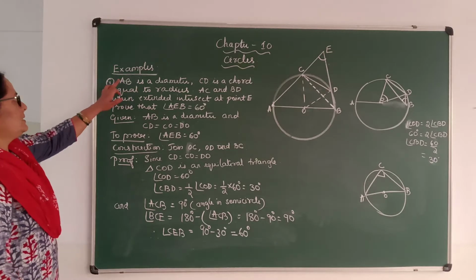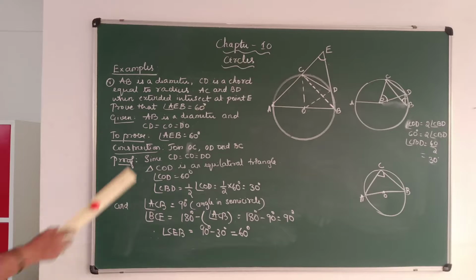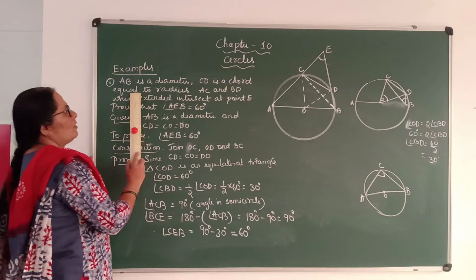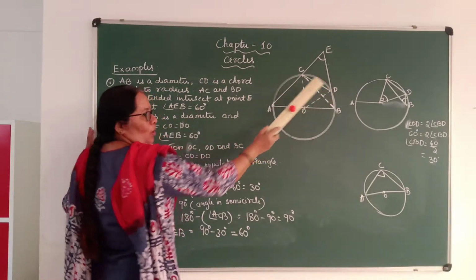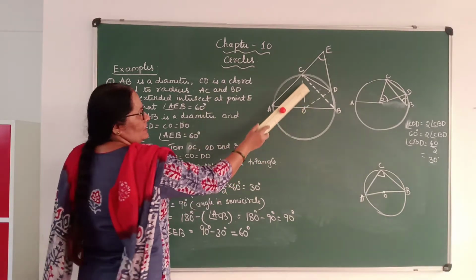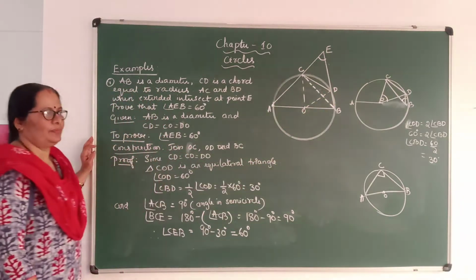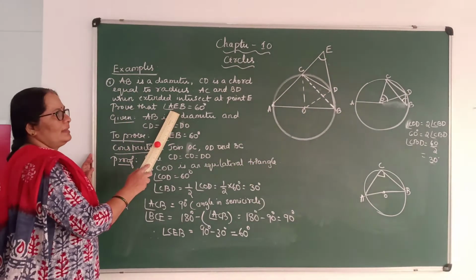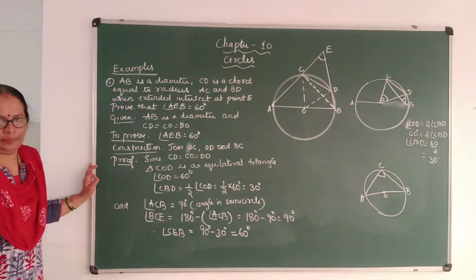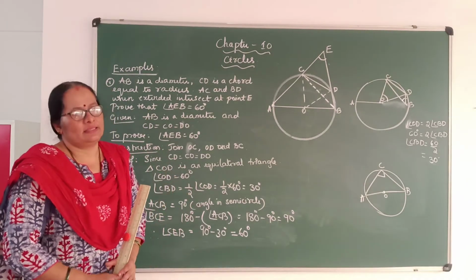As example 1, AB is a diameter of a circle where CD is a chord. CD is a chord of the circle which is equal to the radius of the circle. That is, CD is equal to CO and OD, they are the radii of the circle. Prove that angle AEB equals 60 degrees. The figure looks a little bit complicated, but the method is very simple here.